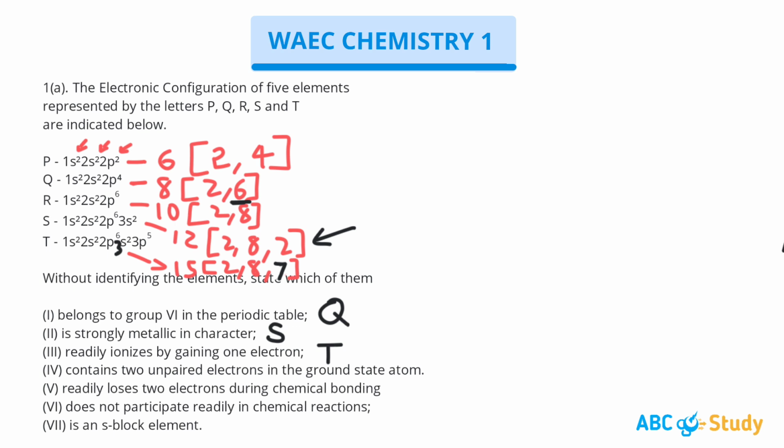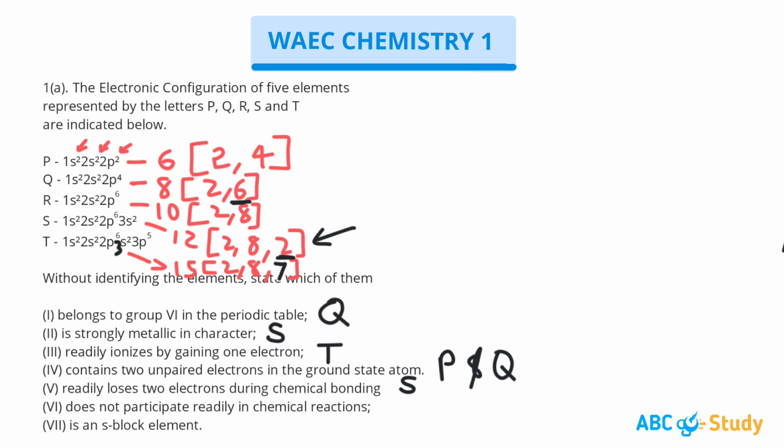Question number 5. Which of them readily loses 2 electrons during chemical bonding? That will be S. You see, it has only 2 electrons in its outermost shell. So it's a metal, to lose those 2 to a non-metal. So we have S as the answer to this question as well. Then let's look at, okay, I did not even write it. IV, the answer to IV is P and Q, because they both have 2 unpaired electrons in their ground state.